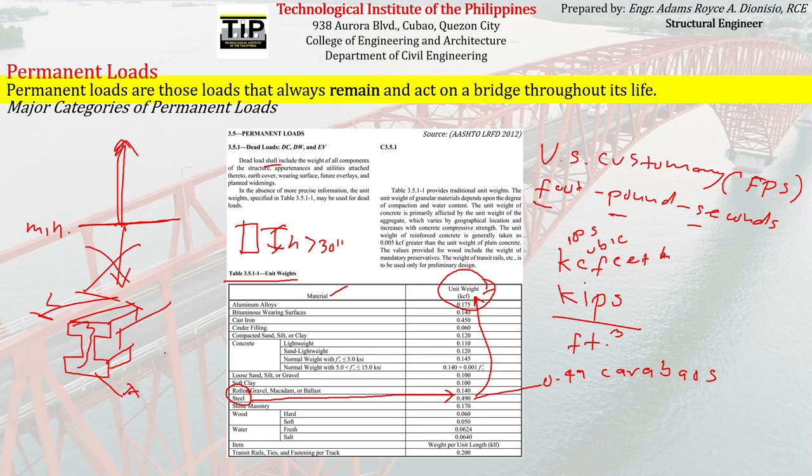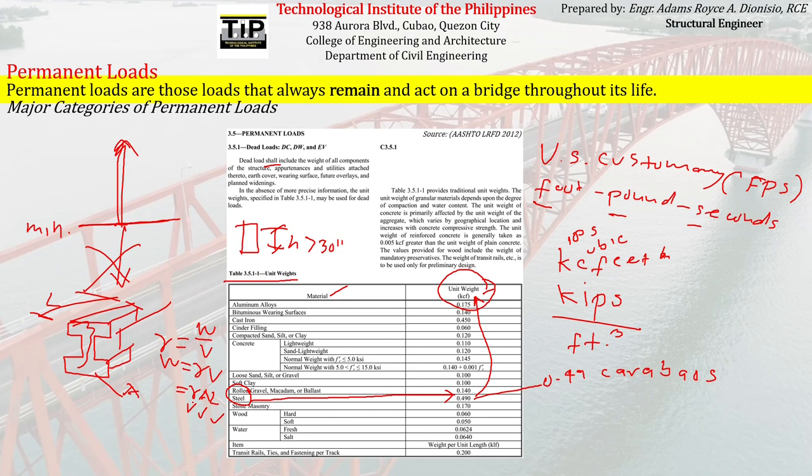You can just simply use the relationship between unit weight and weight over volume. Just like what I mentioned a while ago, we know that weight is just equal to unit weight times volume, or unit weight times area times length, if prismatic yung member mo. When we say prismatic, uniform yung cross-sectional area niya along the length. So all you need is its unit weight, its area, and its length. Usually yung area tsaka length, given na. Ang hahanapin mo na lang, yung unit weight.